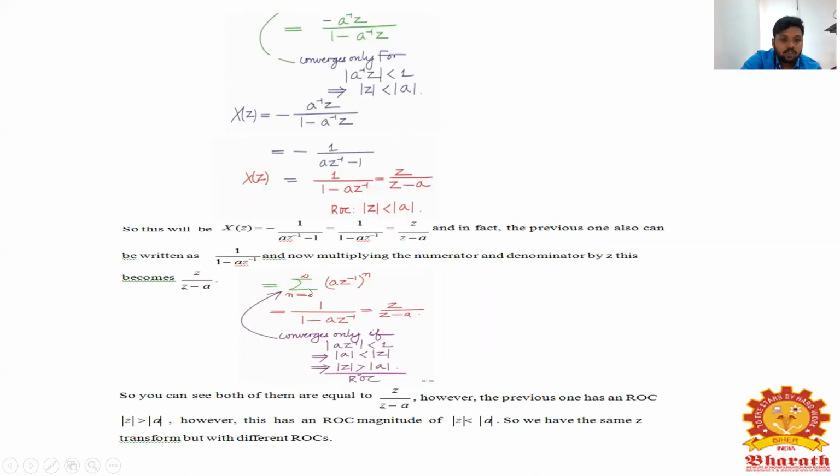So summation n equal to 0 to infinity, we got the answer for (z inverse) to the power n, we got the answer of z divided by z minus a. So you can see both of them are equal to z divided by z minus a. However, the previous one has an ROC of modulus of z greater than modulus of a, and for this one, the ROC is modulus of z less than modulus of a. So we have the same z transform but with a different ROC. So that is the difference.